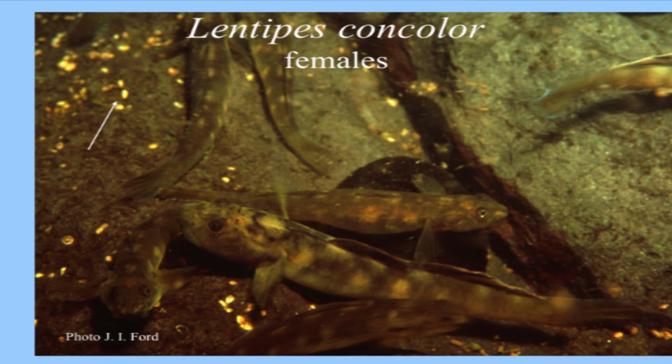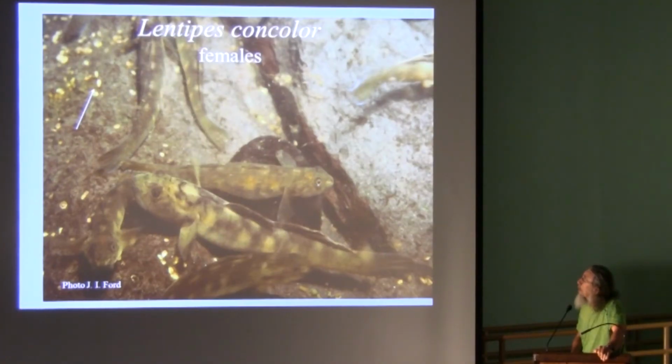Okay, the last species of fish, and the one that tends to occur at highest elevations, is Lentipes concolor. These are females. There's an arrow pointing to these little rice grains because I don't have another picture of rice grains, but remember those rice grains. We'll come back to that. So these are females.